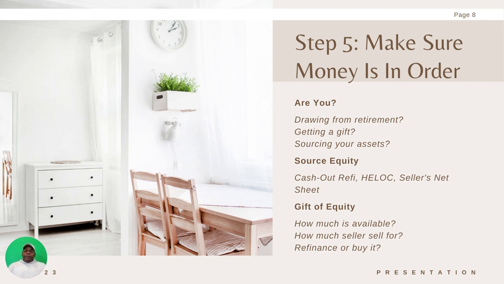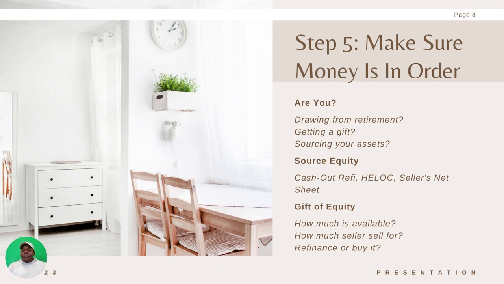And then we have the gift of equity. That's whenever you're purchasing a house from your parents or your loved ones. It's basically a way for your parents to give you a gift or a down payment for your home. So let's just say, again, the house you want to buy is worth $100,000. Your parents owe $30,000. They're going to give you a gift of equity of $20,000. Now that replaces your down payment, because your down payment is $20,000.